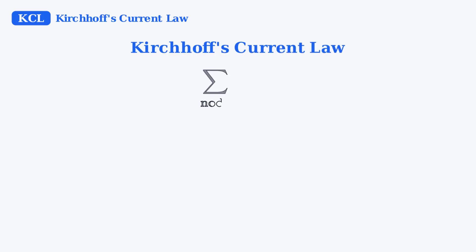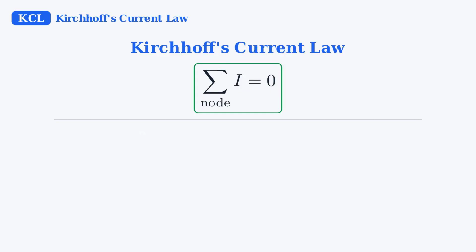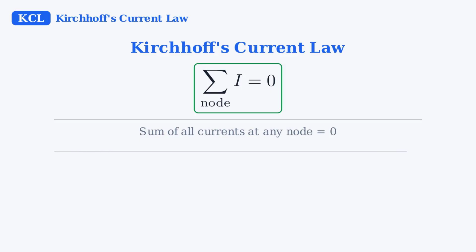Kirchhoff's current law, or KCL, states that the sum of all currents entering a node equals the sum of all currents leaving that node. Equivalently, the algebraic sum of all currents at a node is 0. We write this as the summation of I at a node equals 0.